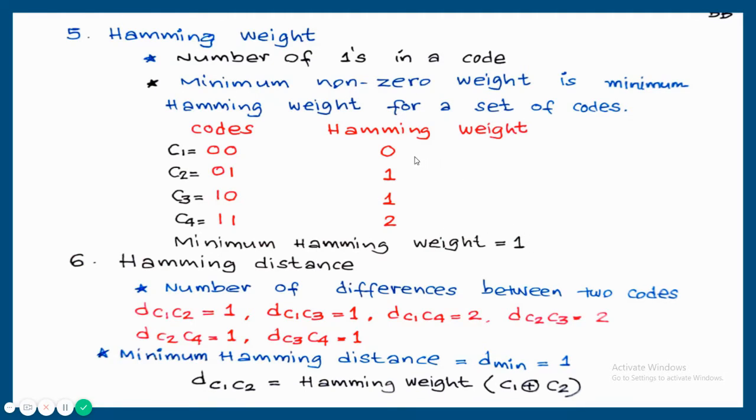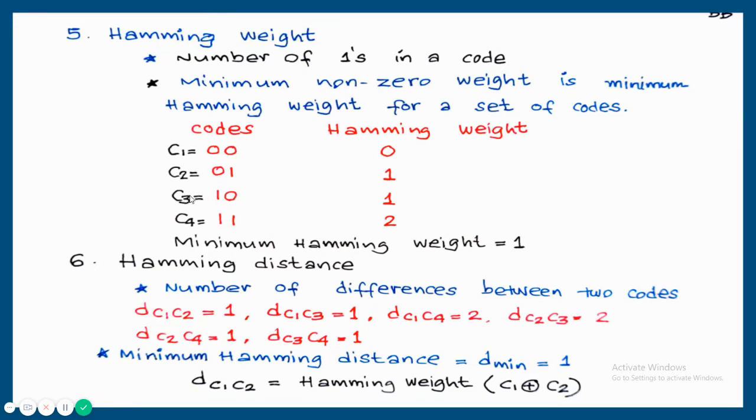Next definition, Hamming distance. The number of differences between two code words is known as Hamming distance. First code is 0, 0, second code is 0, 1. Between these two, there is only one difference. First bit is same, second bit is different. So the Hamming distance between C1 and C2 is equal to 1. Between C2 and C3, first bit is different, second bit is also different. So the Hamming distance between C2 and C3 is equal to 2.